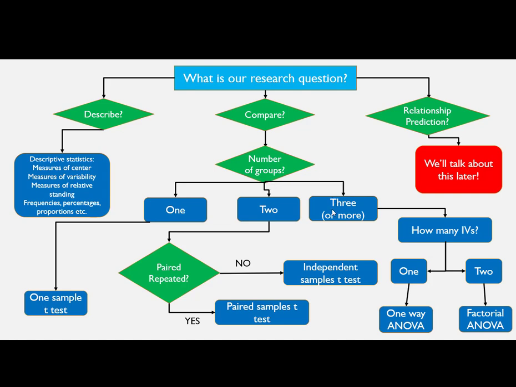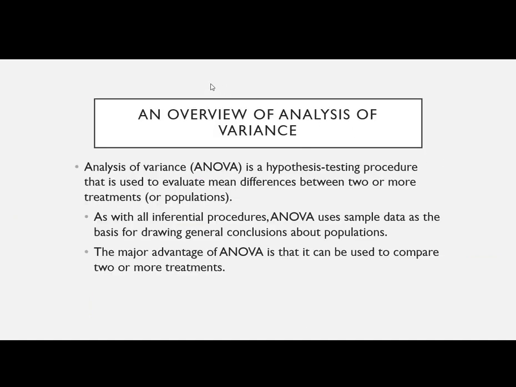Now we can consider three or more groups, but the first thing we have to consider is how many independent variables do we have. If we have one independent variable, we would just do a one-way ANOVA. If we have two or more, we would do what's called a factorial ANOVA. And again, we'll come back to this later. So an overview of analysis of variance.